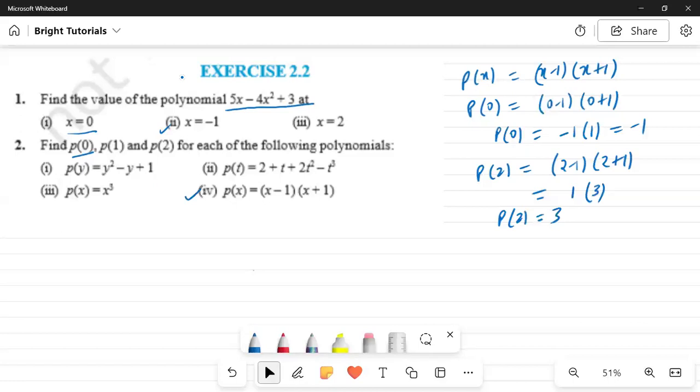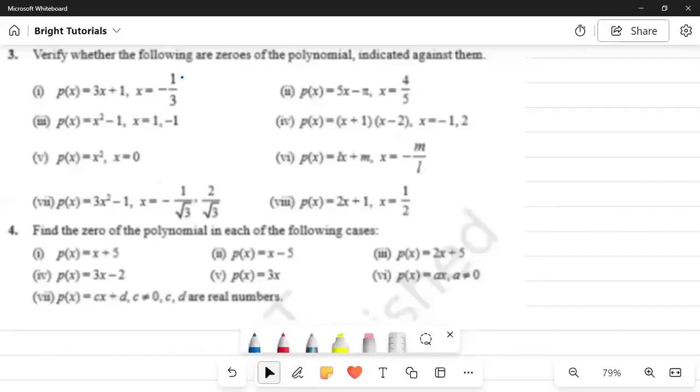In this way, we have to solve these two questions. This is question number 3 of exercise 2.2. What is in this question? Verify whether the following are zeros of the polynomial indicated against them. Here it is given the polynomial p(x) is equal to 3x plus 1. We have to find out whether x equal to minus 1 by 3 is the zero of this polynomial or not.